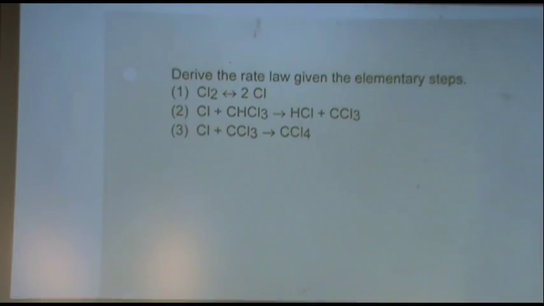Okay, yeah. Yes? What's the definition of an intermediate again? What's the definition of intermediate? Something that does not appear in the overall reaction, so it cancels. Anyone else? Yes?